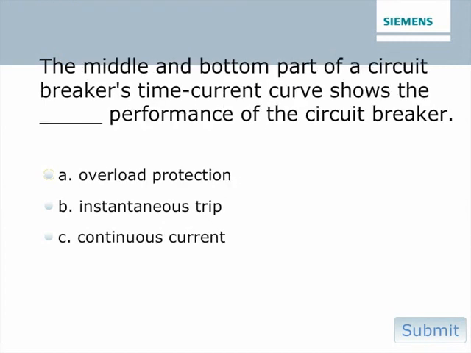Question 4. The middle and bottom part of a circuit breaker's time current curve shows the blank performance of the circuit breaker. Is it A, overload protection, B, instantaneous trip, or C, continuous current?